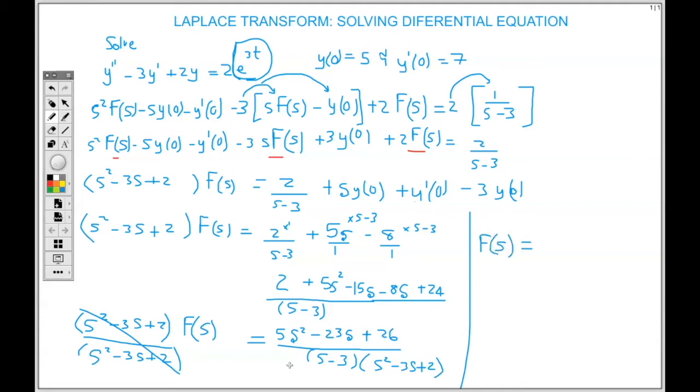is equal to all of what I have on the right, which is 5s squared minus 23s plus 26 all over s minus 3 times the s squared minus 3s plus 2.